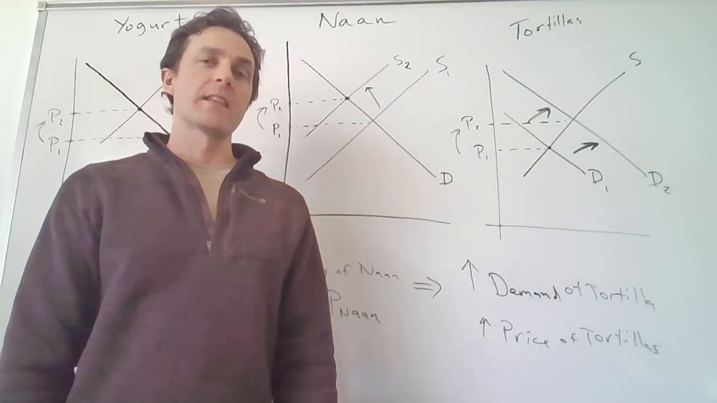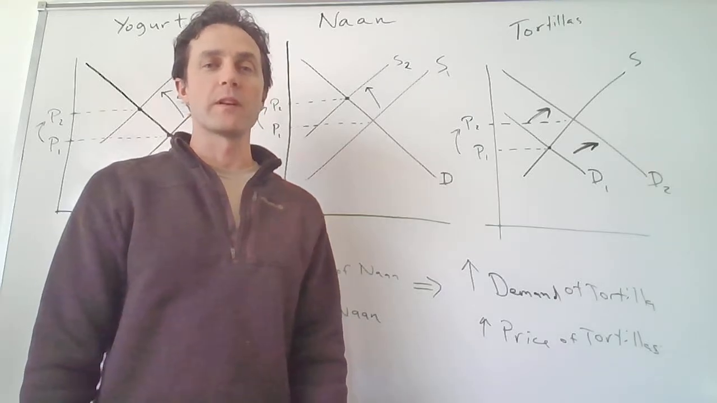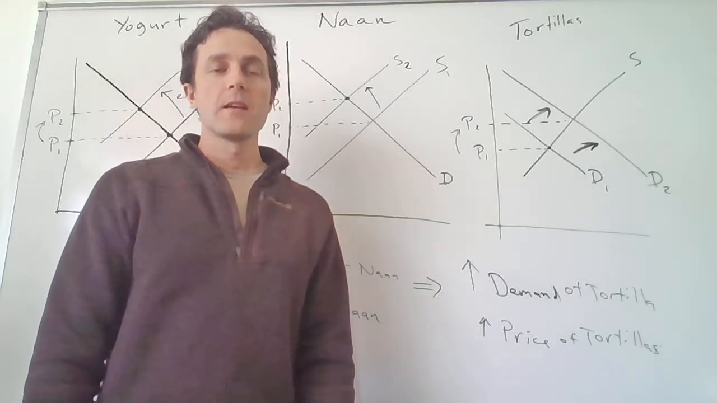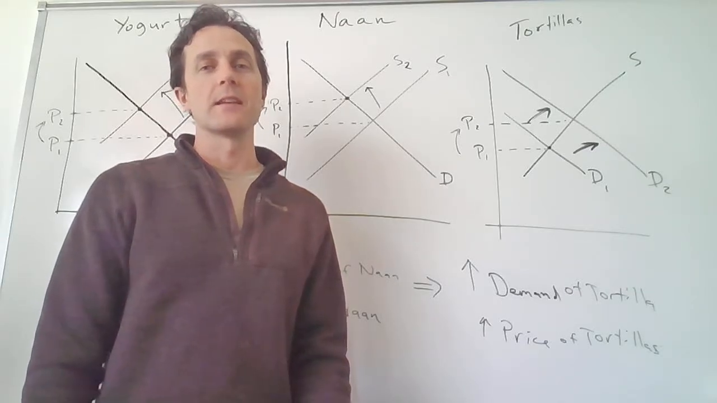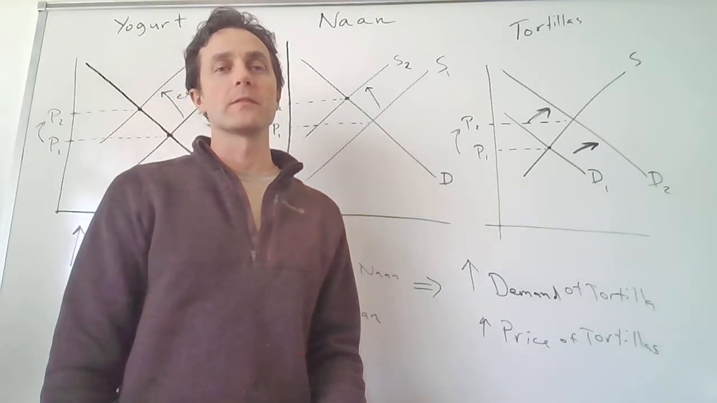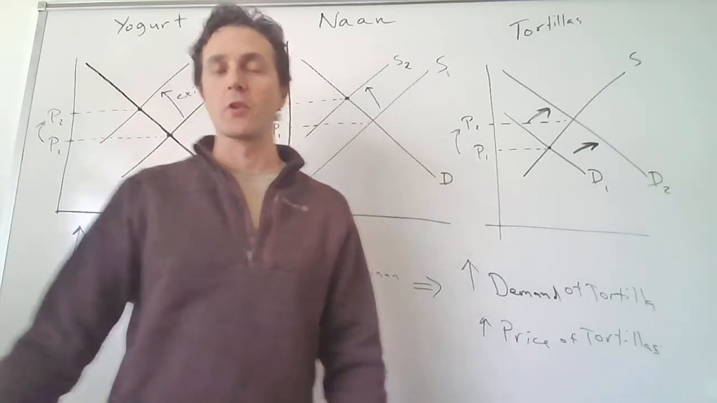Suppose tortillas and naan are substitutes, and yogurt is an input in the production of naan. Let's find out what happens if there is exit in the market for yogurt. We'll assume that all demand curves are downward sloping and supply curves are upward sloping.